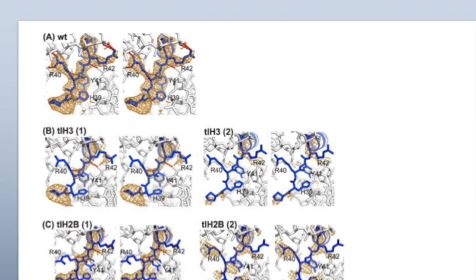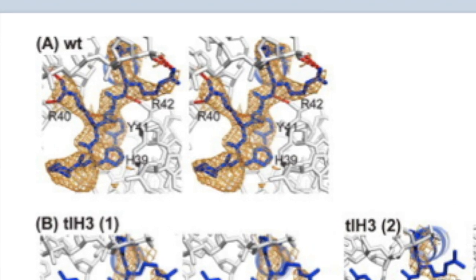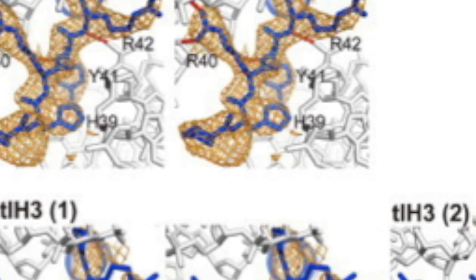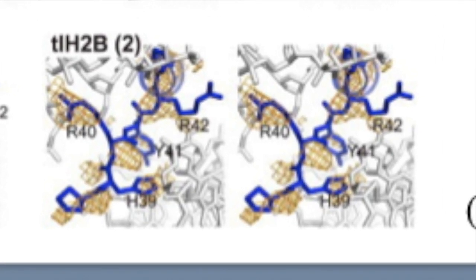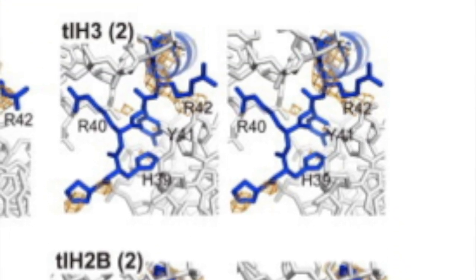You can also see that some hydrogen bonds, shown in red, are disrupted or weakened between the DNA in white and the H2B or H3 N-terminal region in blue. So based on this study, the deletion of H2B or H3 N-terminal tail disrupts histone-DNA contact, and thus substantially reduces its stability due to the disruption of hydrogen bonds.